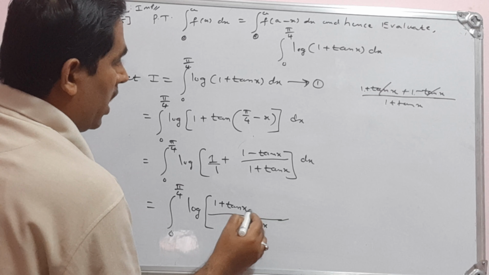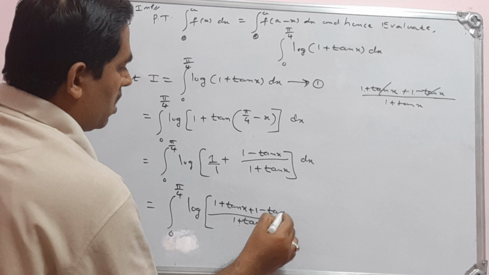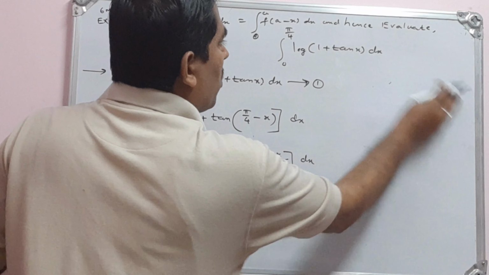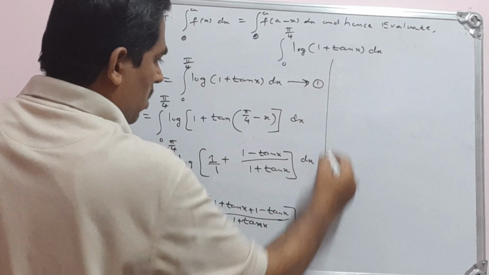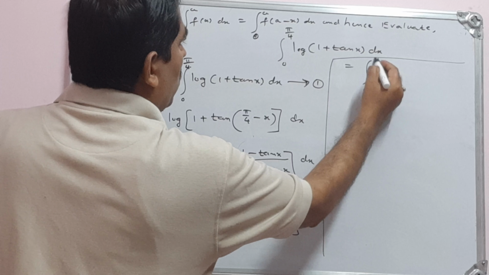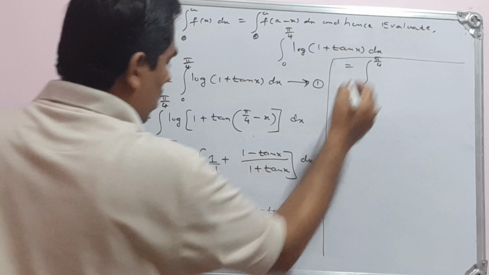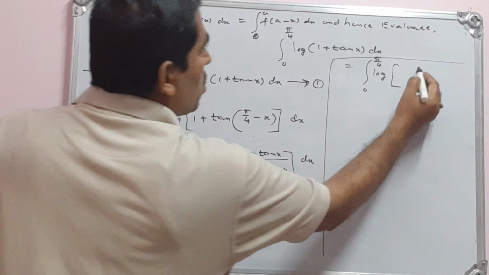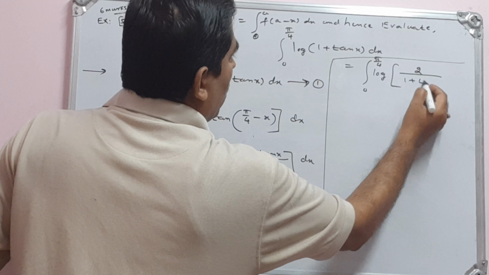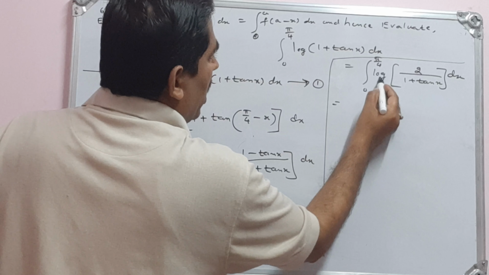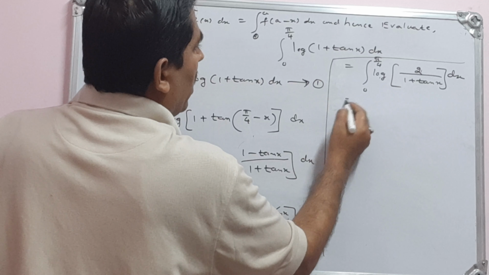1 plus tan x plus 1 minus tan x with respect to x. Then afterwards, we will continue here. So 0 to pi by 4 log of, the minus tan x will get cancelled, 1 plus 1, that is 2. In the denominator I have 1 plus tan x. So observe this, log of this.